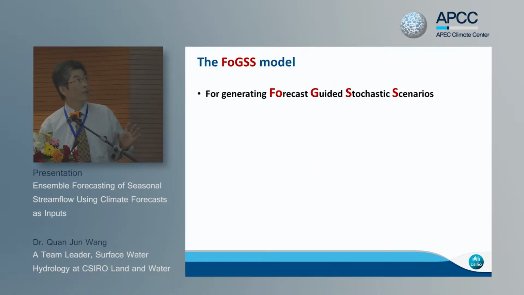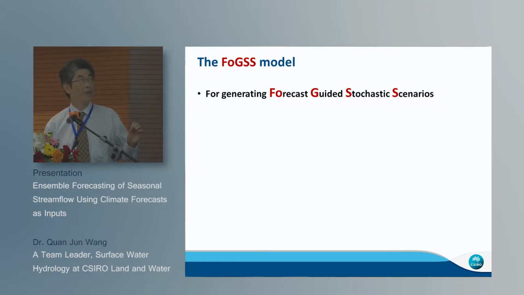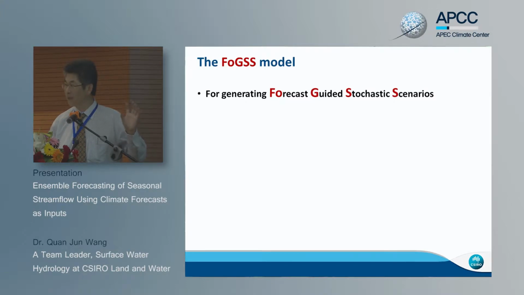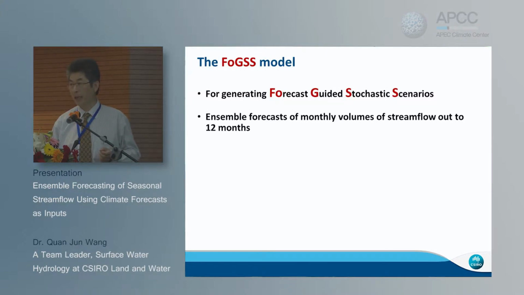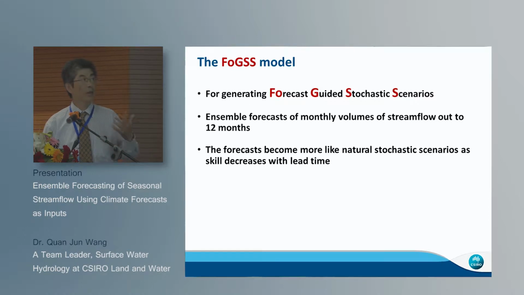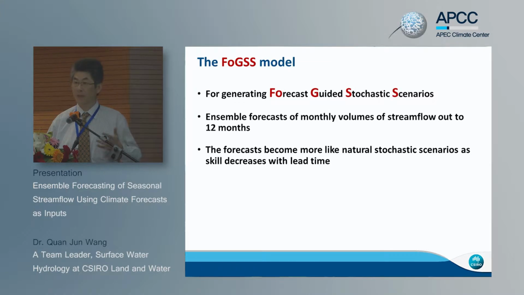So the Fox model is for generating forecast-guided stochastic scenarios. That's how we got the name Fox: forecast-guided stochastic scenarios. This may not be exactly the usage Bryson talked about for scenarios, but we have forecasts and scenarios in one. Essentially, it's ensemble forecasts of monthly volumes of Streamflow out to 12 months. And the forecasts become more like natural stochastic series as the skill decreases with lead time.